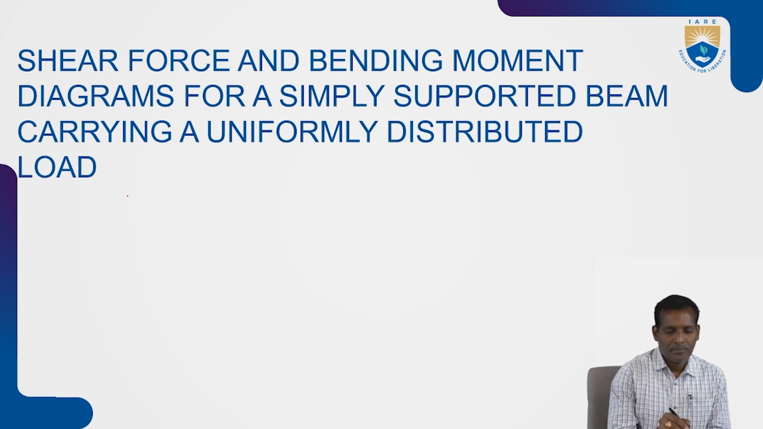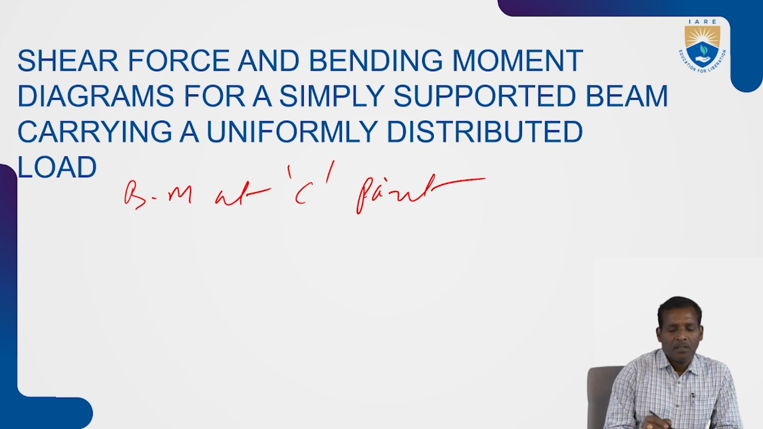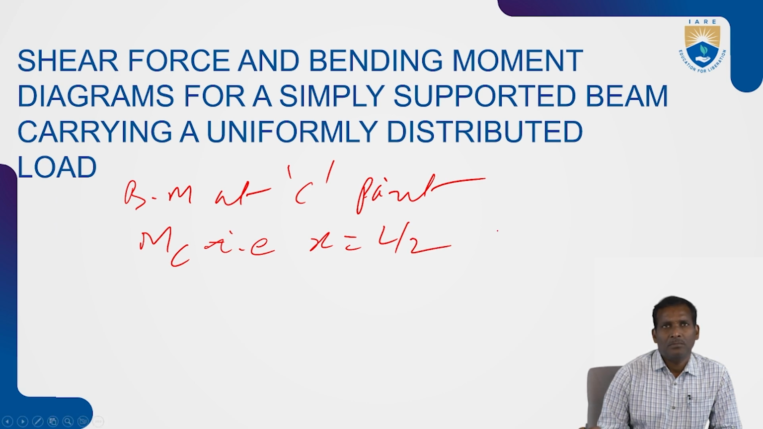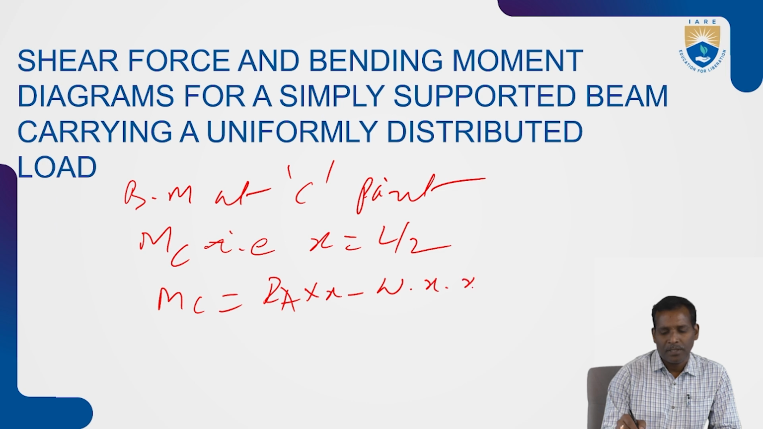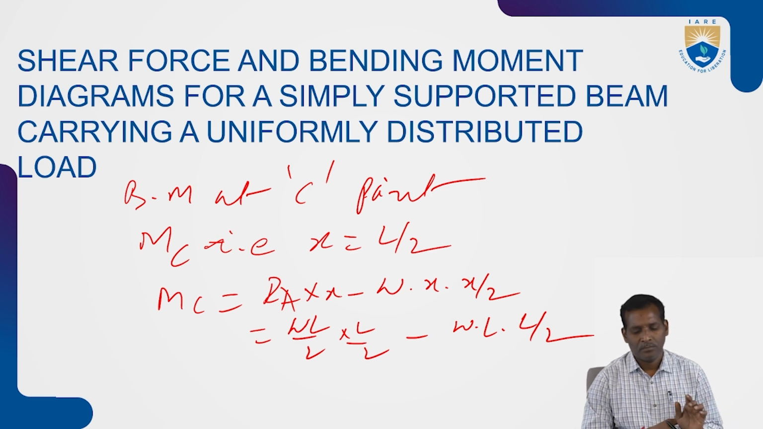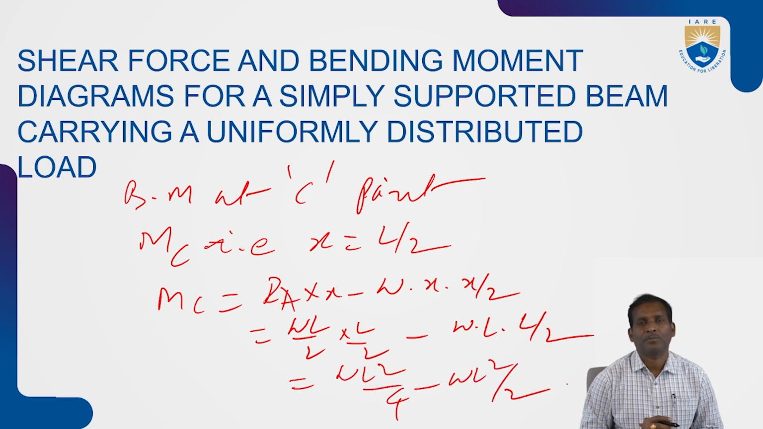Now calculate the bending moment at C point. So the bending moment at C point, MC, that is x is equal to L by 2. Now substitute RA into x minus W into x by 2. So RA WL by 2 into L by 2 minus W into L into L by 2. So here WL square by 4 minus WL square by 2. So we will get after simplification WL square by 8. So this is a positive value.